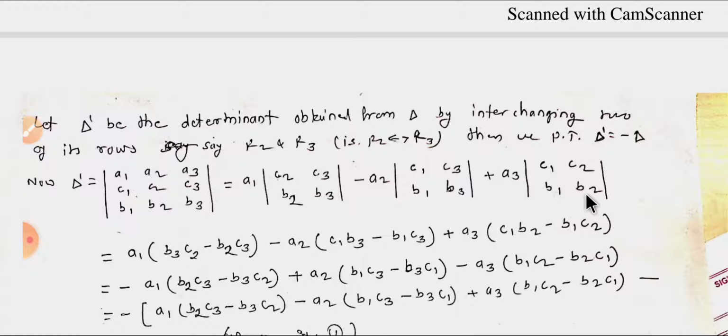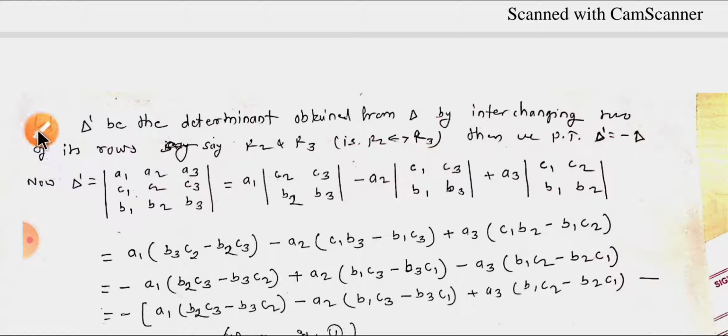So that is equal to, expanding we have a1 into bracket b3 c2 minus b2 c3, minus a2 into bracket c1 b3 minus b1 c3, plus a3 into bracket c1 b2 minus b1 c2. So from this first term we have to take minus sign outside. So we get minus of a1 into bracket, this should be positive now.